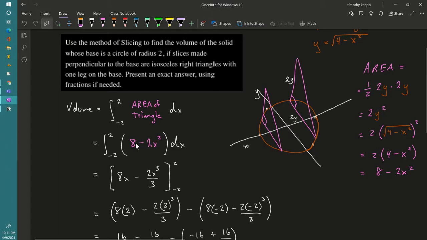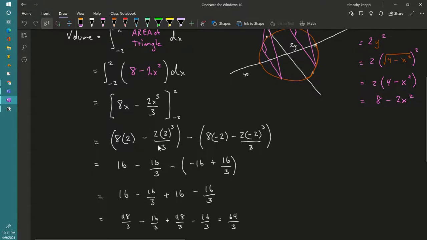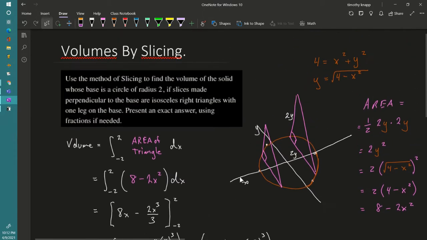Okay. Now I go ahead and integrate it from 2 to -2, and bum, bum, bum, bum, bum. Hopefully I didn't make any mistakes there. I think it should be around 64 over 3. All right. So there it is.